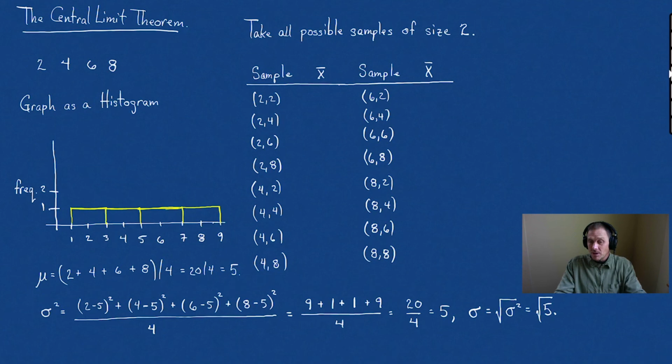So I'm going to do the same thing. I'm going to represent my samples by their average. So now to find the average of each of these, we just add the two numbers and divide by 2.